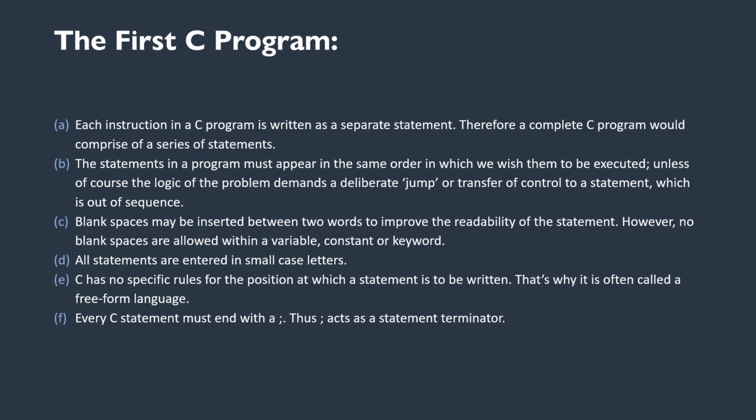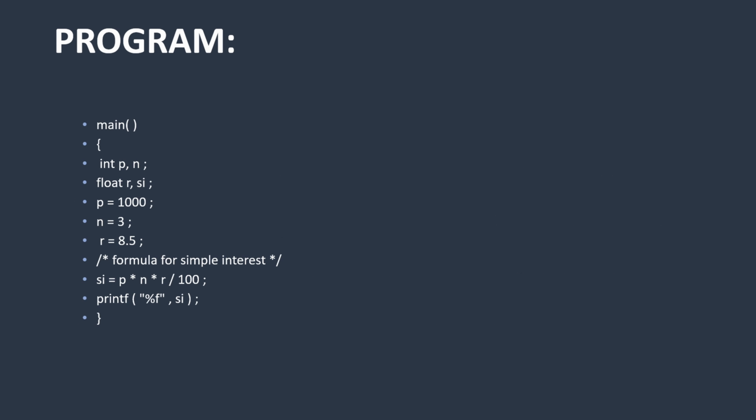So every C statement must end with a semicolon. The semicolon acts as a terminator. As in the English language, we use a full stop, or people would say a period. What we use here as a terminator is a semicolon, right?